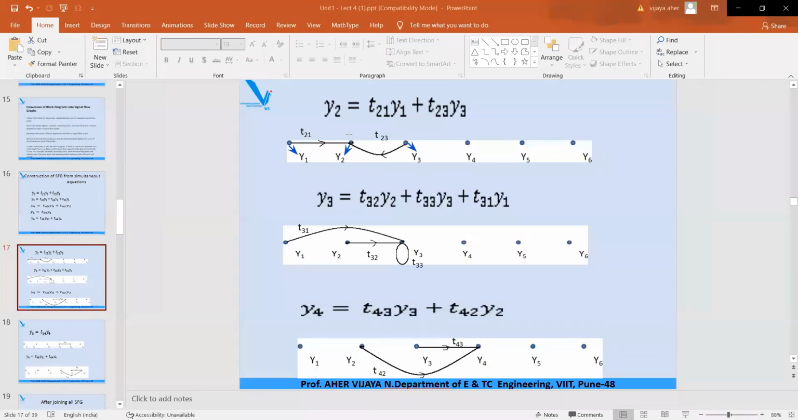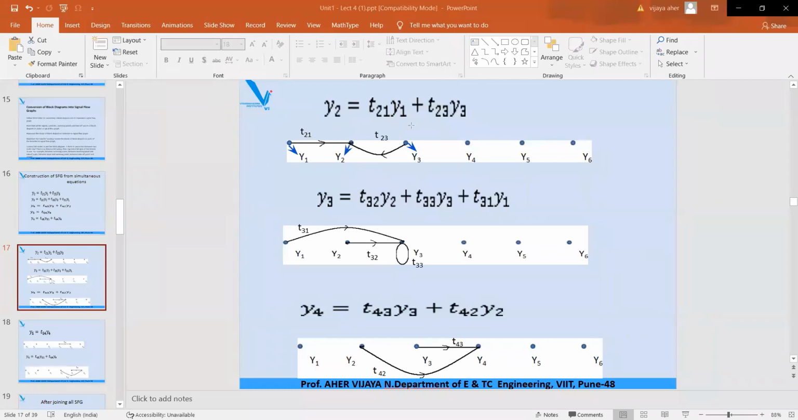मला इक्वेशन लिहायचंय y2 साठी. So I am going to write y2 in terms of y1 and y3. बघा. So this is my transmittance T21 into y1 is nothing but y2 because direction is towards y2. So towards y2 असेल तर आपण काय करणार आहे साइन पॉझिटिव्ह साइन घेणार आहे. So positive T21 transmittance into y1 is first term.